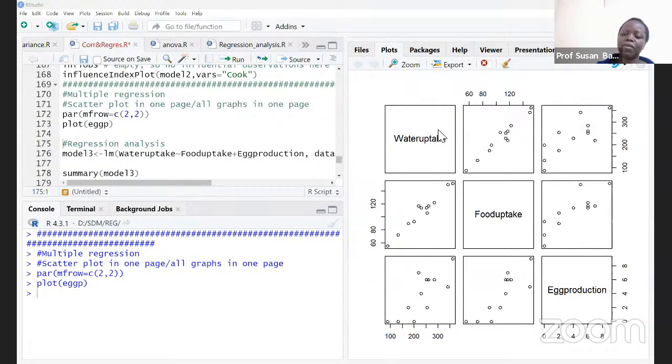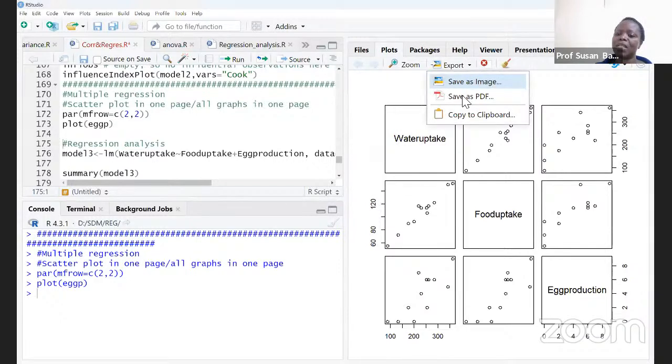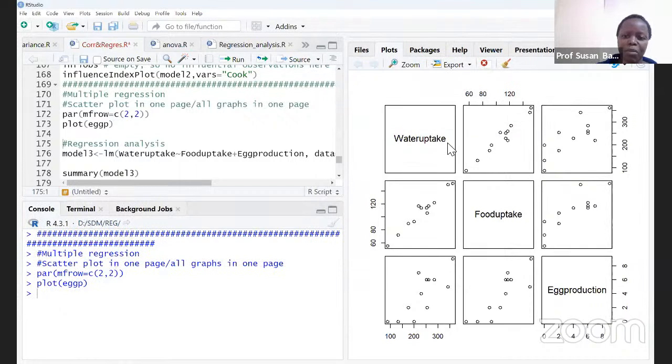So you can copy, export it to your clipboard, or save it. If you click that export button, it allows you to save as an image, save as PDF, or save as clipboard. And then you can put it in your document and write around it. Remember, when we are presenting graphs or figures, we put the title below the figure.